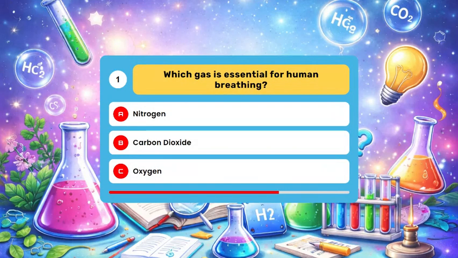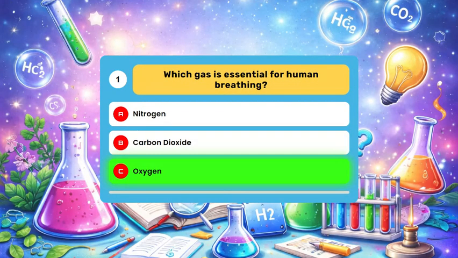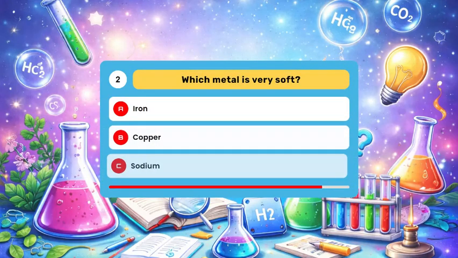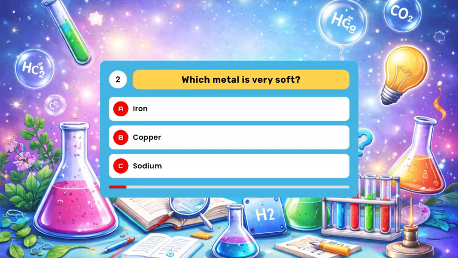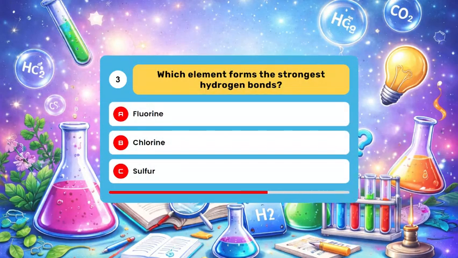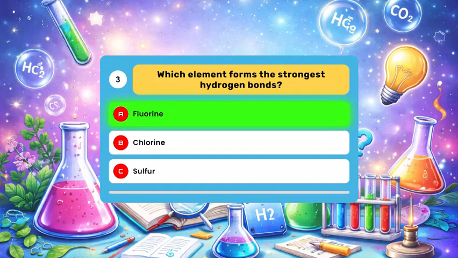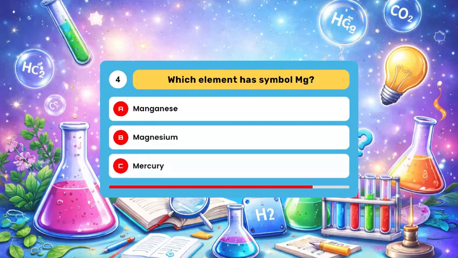Which gas is essential for human breathing? Oxygen. Which metal is very soft? Sodium. Which element forms the strongest hydrogen bonds? Fluorine. Which element has symbol Mg?